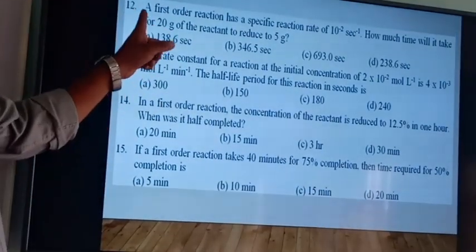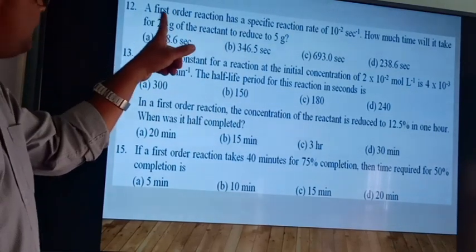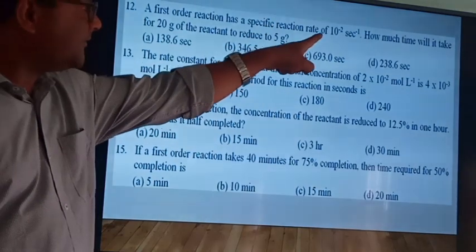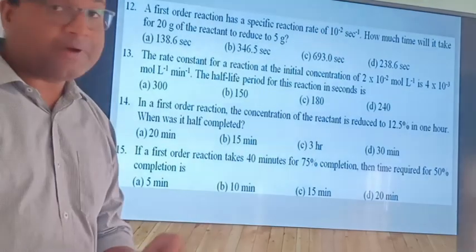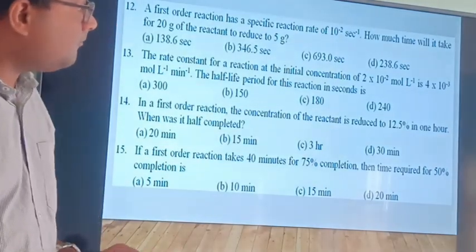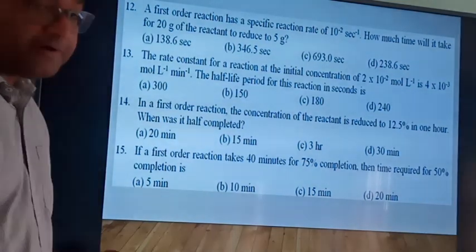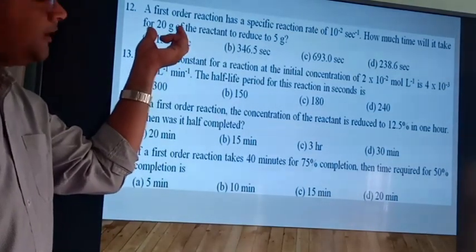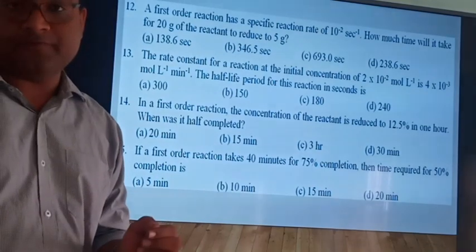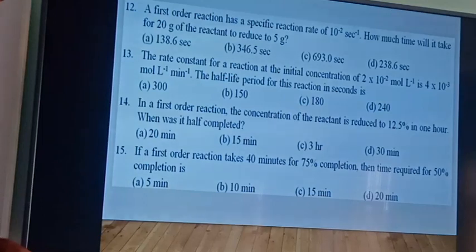Question number 12 is related to the first order reaction. The first order reaction has a specific rate constant K given as 10 power minus 2 per second. How much time will it take for 20 gram of the reactant to become 5 gram? Initially 20 gram was taken, and it has to become 5 gram. How much time is required?